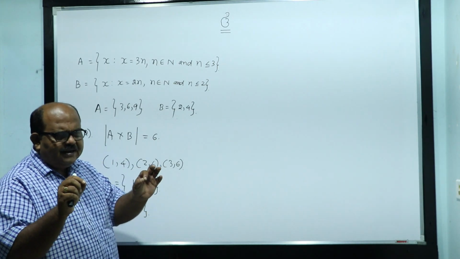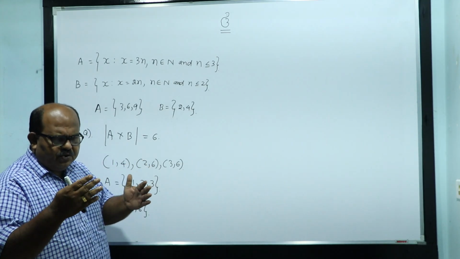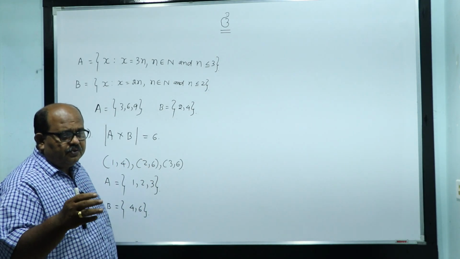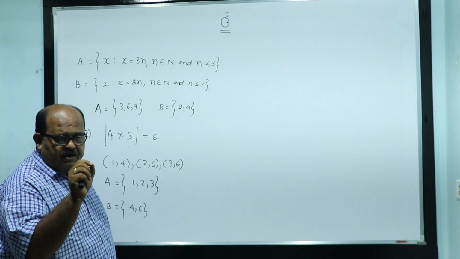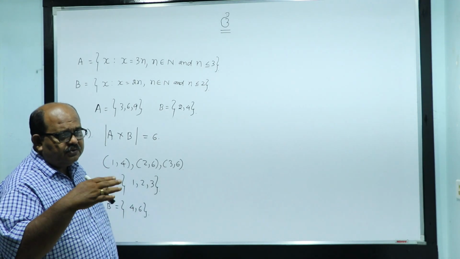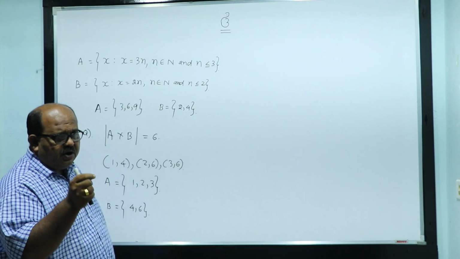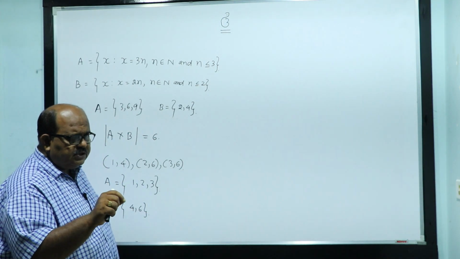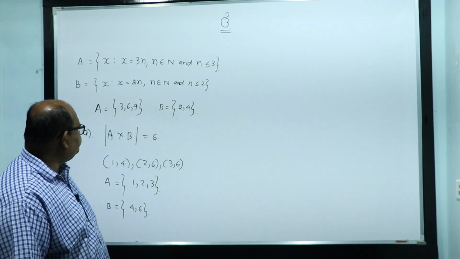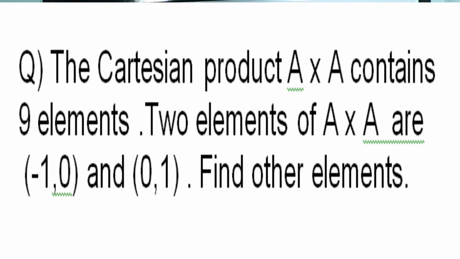Okay. So again come to the next question. All our coordinates questions are very simple, you can do them. Okay students, before going to the solutions, pause the video, try the question fully, then go to the solutions. Again a question of a similar type. Look at the question. What is it telling? The Cartesian product of set A into A contains 9 elements. 2 elements are given as (-1, 0) and (0, 1).